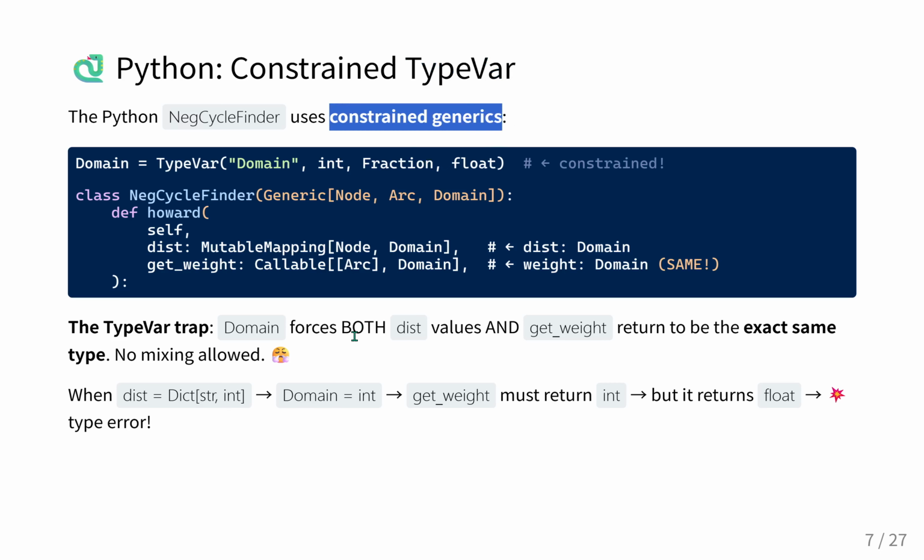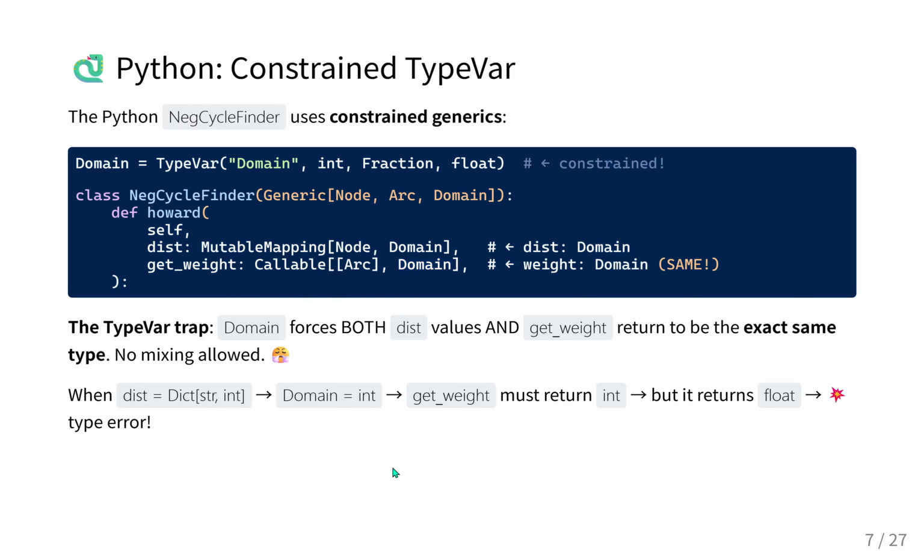In this specific setup, Python was forcing the input values, the disk values, and the getWaitReturn value to share the exact same domain type. It was a locked-in relationship. Yes. If the input was an integer, the rules dictated that the output had to be an integer. Absolutely no mixing allowed. None. But over in C++ land, they use unconstrained templates. Total different vibe.